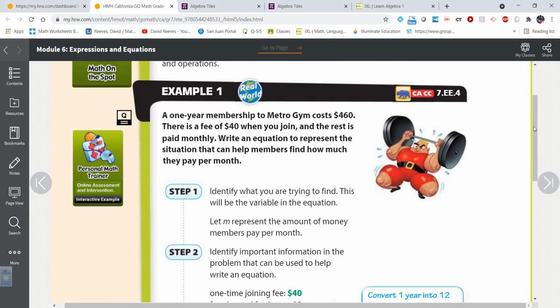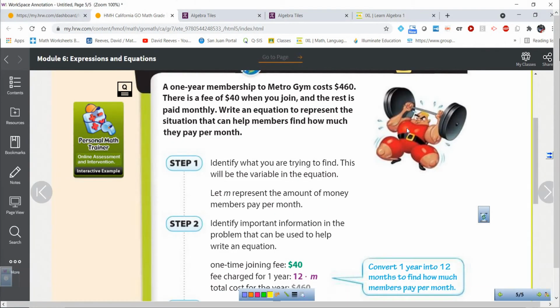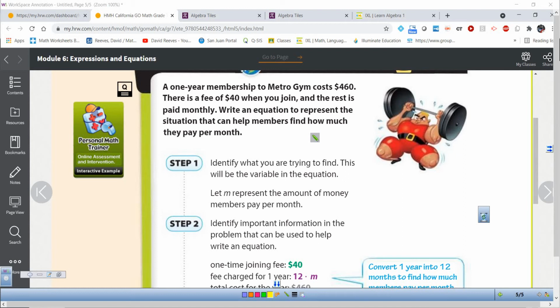If you look at step 1, it says identify what you are trying to find. Usually what you're trying to find is in the form of a question. It says here, write an equation to represent the situation that can help members find out how much they pay per month. In this case, they didn't write it as a question, but they told us what we're trying to find: how much they pay per month. So it says right here, let M represent the amount of money they pay per month.